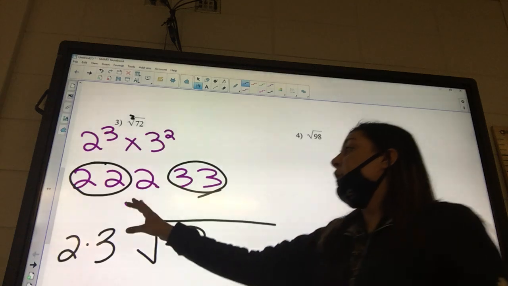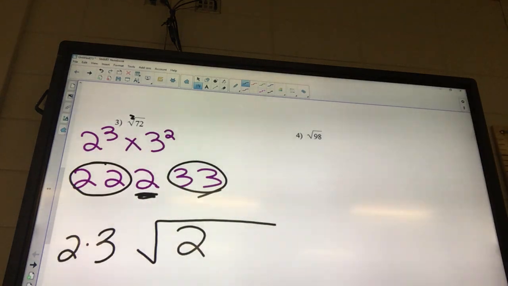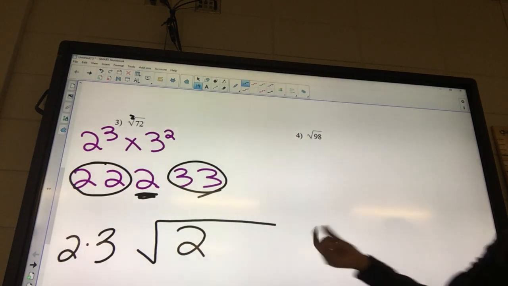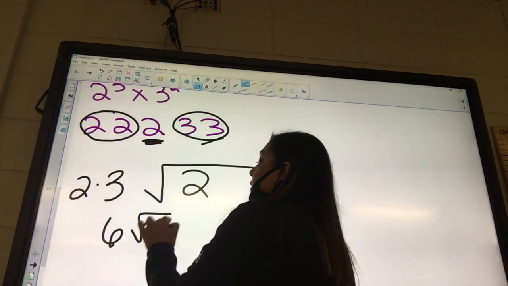And then what do we have to do with him? I have a 2 left over. He can't go. He's got no partner. What do I do with the 1 left over? The one on the outside. Multiply it. So it's really going to be 6 square root of 2.